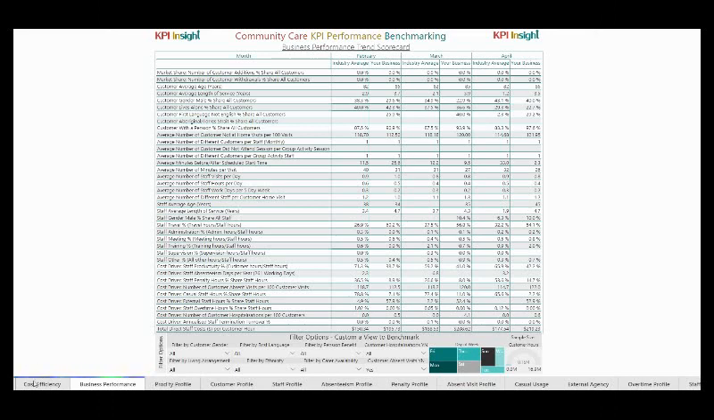In addition to the 2 dashboards you've just seen, there are many other dashboards available, from productivity, customer, staff profiles, all the cost driver profiles, to staff turnover profile and customer hospitalization profile.